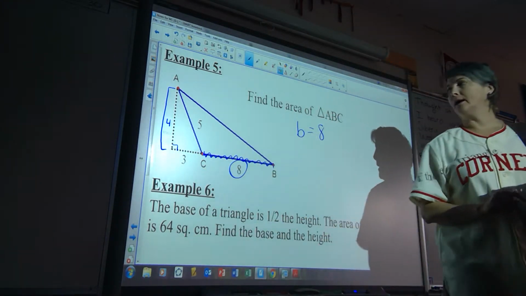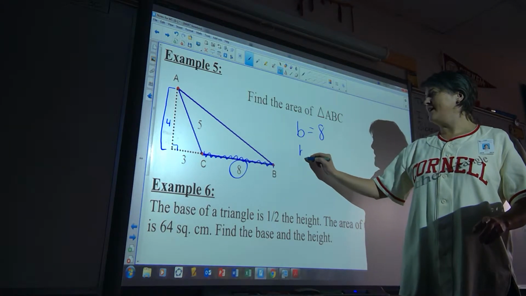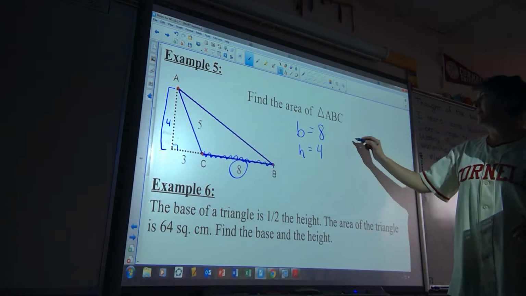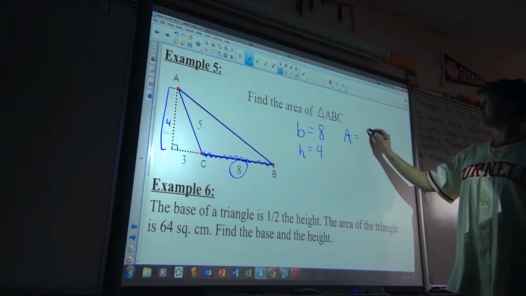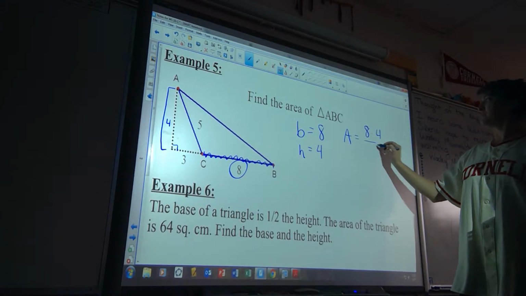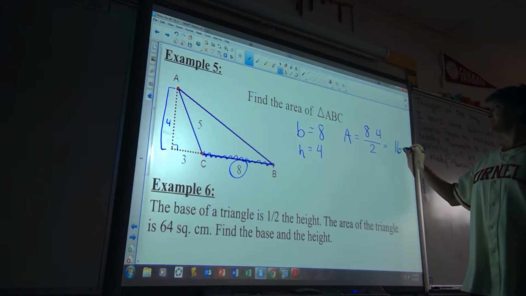Okay. So the base is 8, the height is 4, and so the area is 8 times 4 divided by 2, so 16 units squared.